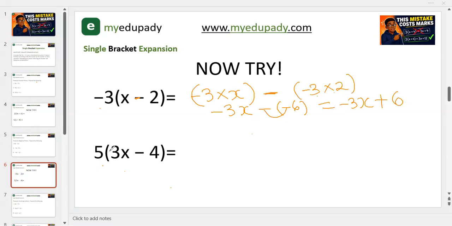Right. So if we do the next one, the one directly on that, we have 5 into bracket 3x minus 4. So we are using 5 to expand every term in that bracket. So that gives 5 times 3x minus 5 times 4. What is 5 times 3x? That will give us 15x. Minus 5 times 4 will give us 20. Ta-da! And that is our answer.